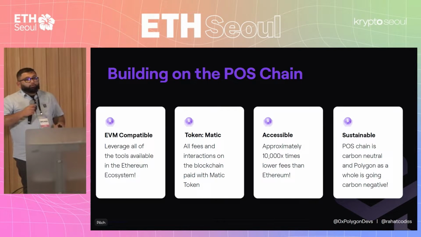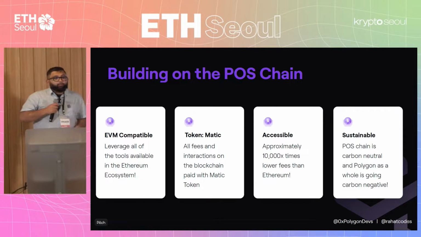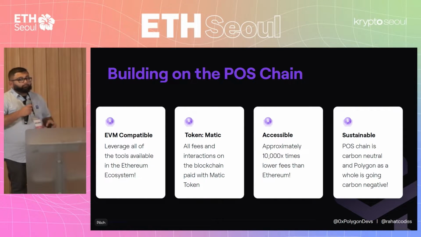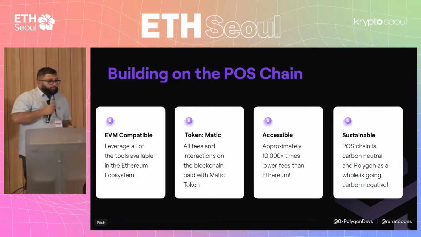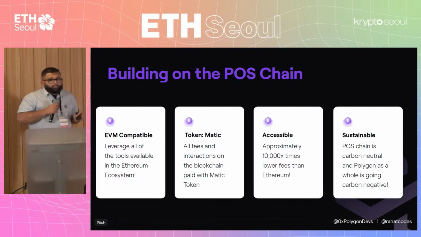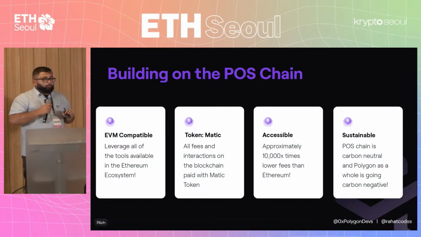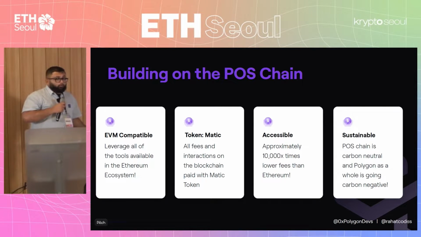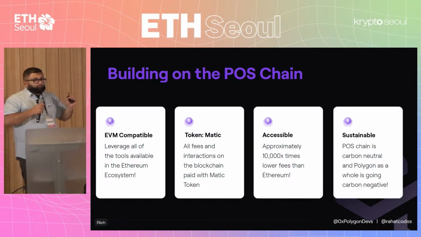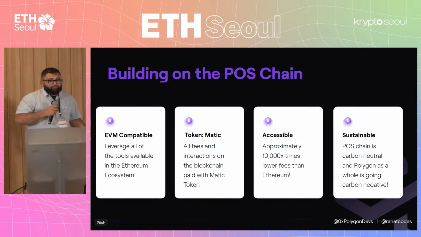So, building on the proof of stake chain. A few things to keep in mind as you're building on top of it. It is EVM compatible, meaning you can leverage all of the tools that are currently available to you in the Ethereum ecosystem. If you've already been developing on Ethereum, you already know how to develop on Polygon. There's no difference in what you have to learn on a technical level. All you have to do is switch your RPC endpoint of where you're deploying. Everything else just works one-to-one.